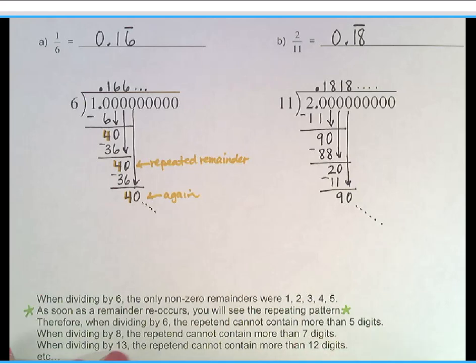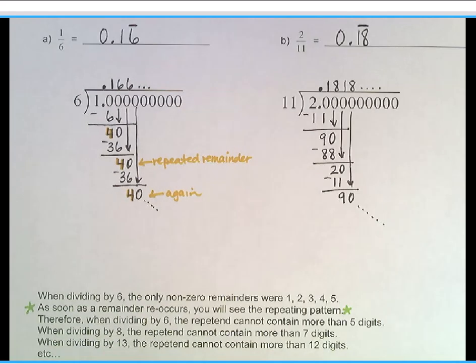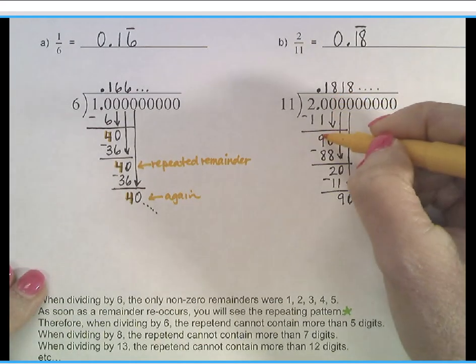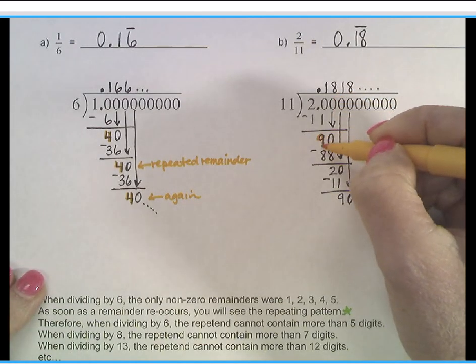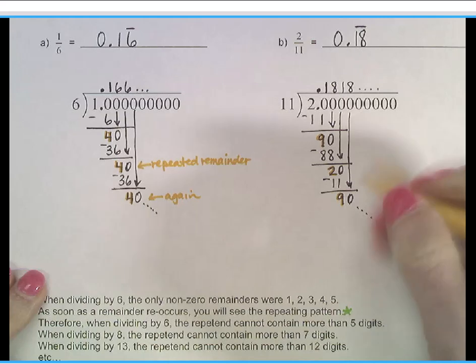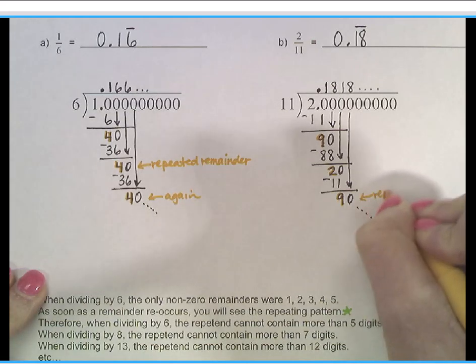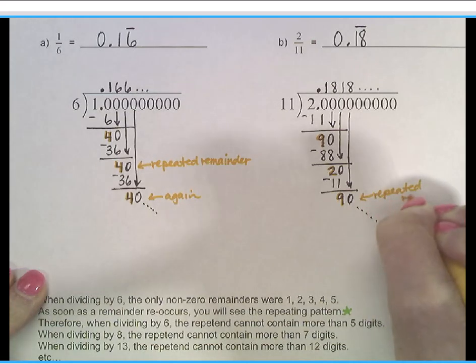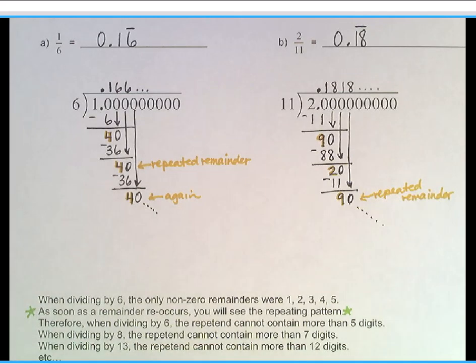Because by the time you repeat a remainder, that's where the pattern occurs. So let's see it here. Our first remainder that we got was a 9. And then the next remainder I got was a 2. See, those are both less than 11. And then right there, I got the repeated remainder. And right there is where I knew that I had the repeating pattern. So 1, 8, 1, 8, 1, 8, 1, 8.